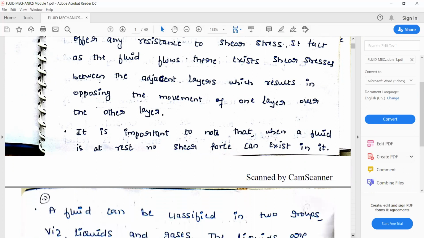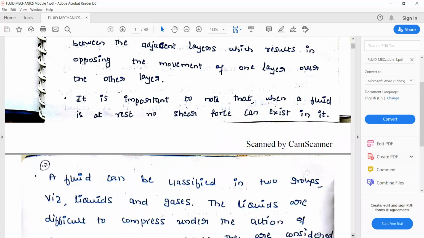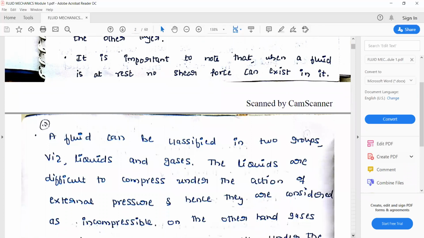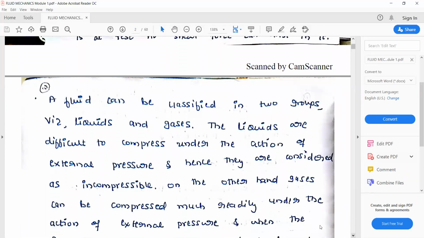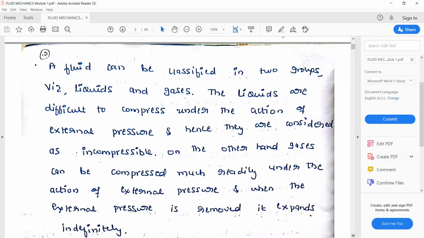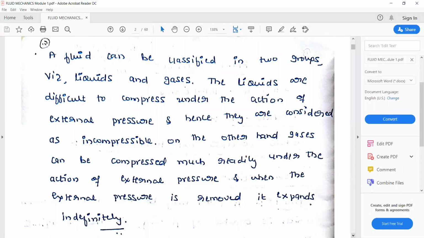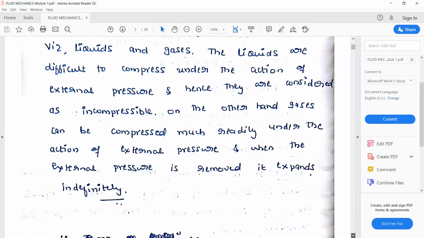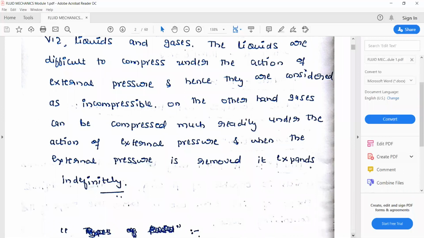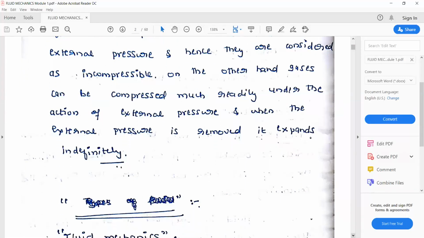Then if you come to types of fluids, just now I told you there are two types of fluids. A fluid can be classified into two groups, that is liquids and gases. Liquids are difficult to compress under the action of external pressure, and hence they are considered incompressible. On the other hand, gases can be compressed much more easily under the action of external pressure, and when the external pressure is removed, they expand. All liquids are incompressible in nature. Incompressible means you can't compress, and all gases are compressible in nature.